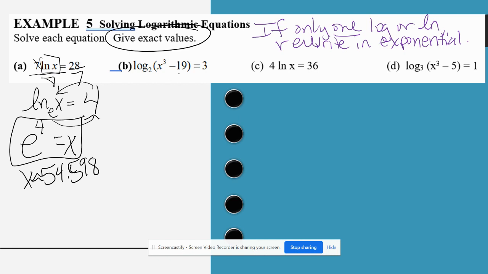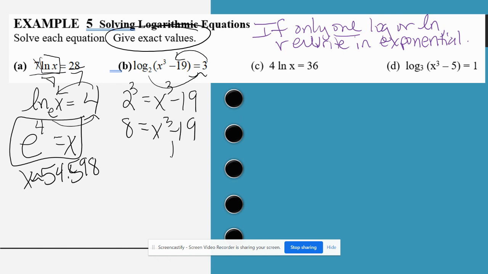B. That x cubed minus 19 is grouped together. It's not separate from the log, so we don't have any isolating to do for the log itself. We can go ahead and rewrite this in exponential form. We have 2 to the 3rd power is equal to x to the 3rd minus 19. 2 to the 3rd power is 8.